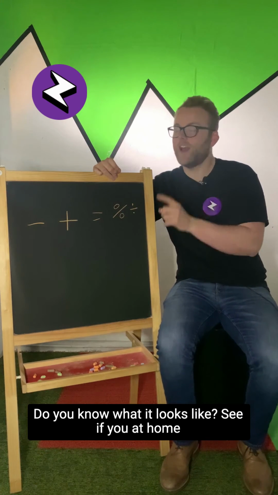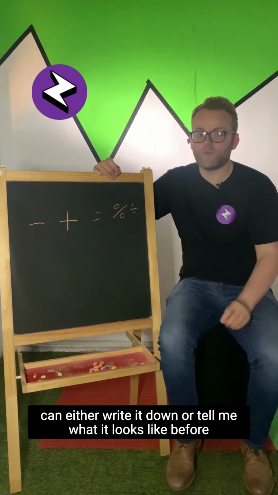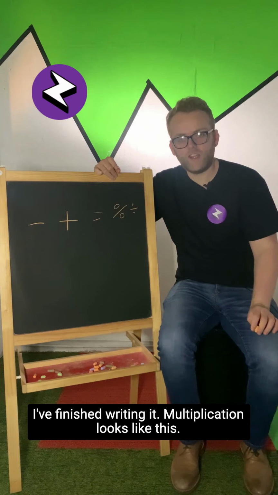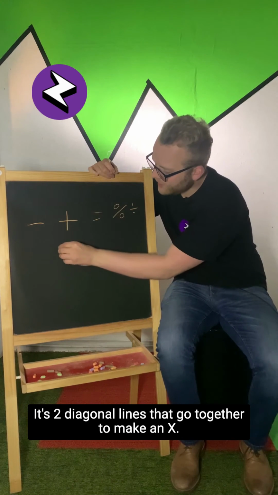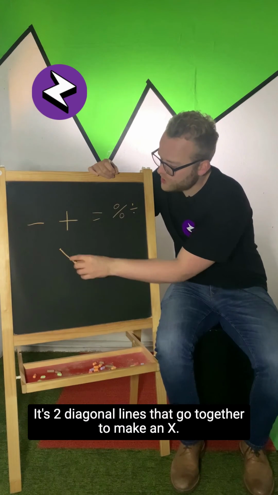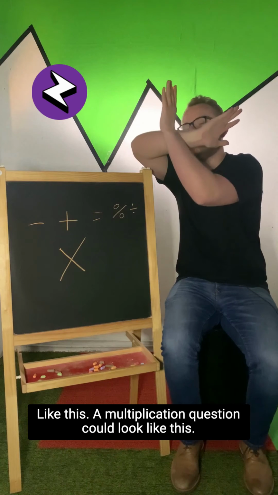See if you at home can either write it down or tell me what it looks like before I finish writing it. So multiplication looks like this. It is two diagonal lines going together to make an X, like this.